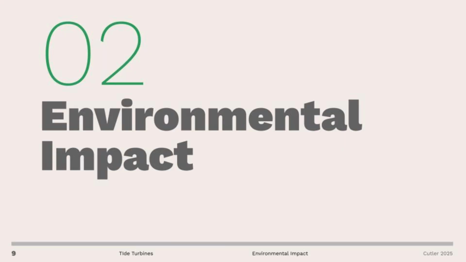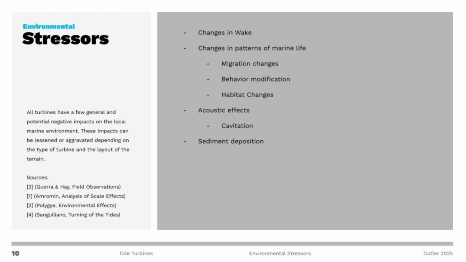So what are the general environmental impacts that tide turbines have? Starting off with some of the environmental stressors, they can cause changes in the wake, changes in patterns of marine life, such as migration changes, behavior modification, habitat changes. They can have acoustic effects, such as noise pollution and cavitation, which is when high velocities create vapor bubbles, which can trigger shock waves in the water. Tide turbines can also create changes in the sediment deposition. All of these effects can be lessened or aggravated depending on the type of turbine used in the environment.